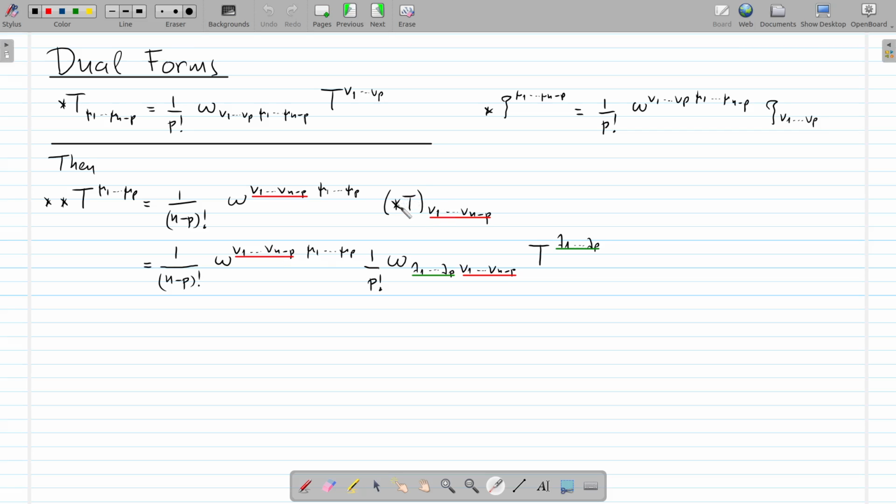Then we substitute the formula that gives the dual of T. The dual of T is a p vector, so its dual is an n minus p form, and it is obtained by contracting omega with T. The first indices of omega are contracted with all indices of T. So you see all those indices here are contracted, leaving mu 1 through mu p to be free.